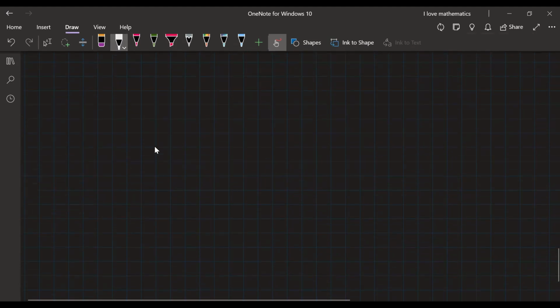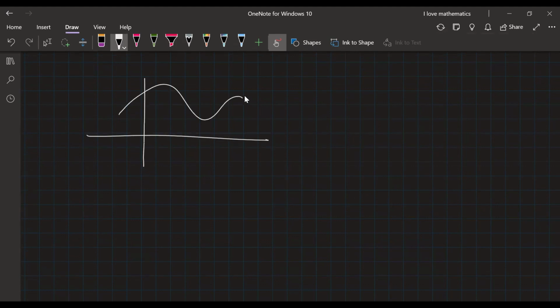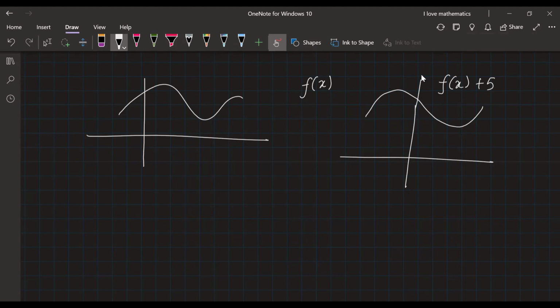So what if I say that this is a function, f of x? What would the graph of f of x plus 5 be? You would say it would go up 5 units. You are absolutely correct. This was the previous graph and this is 5 units up. So if it was 0 comma a, it is 0 comma a plus 5. Every point here just went up 5 units.